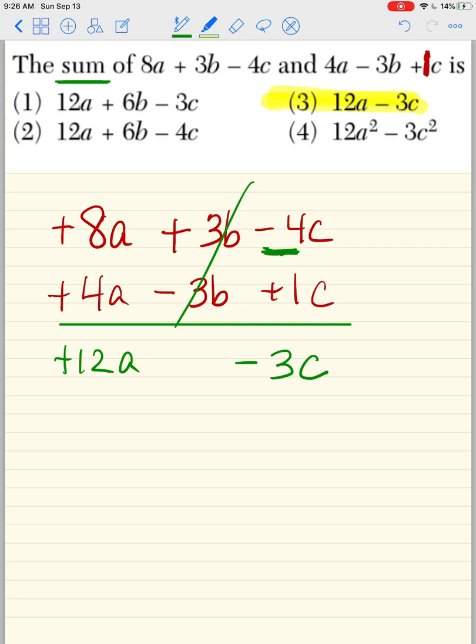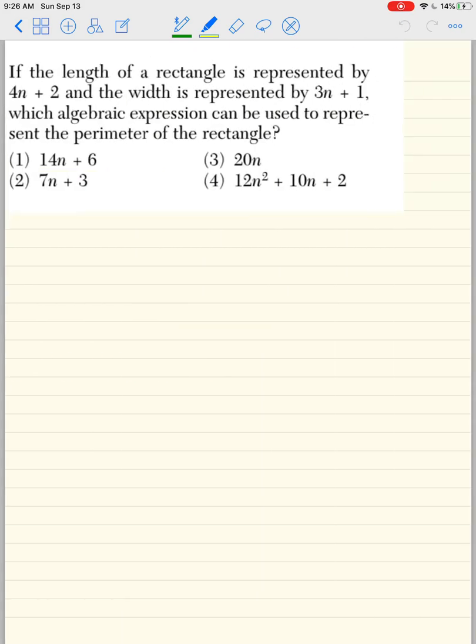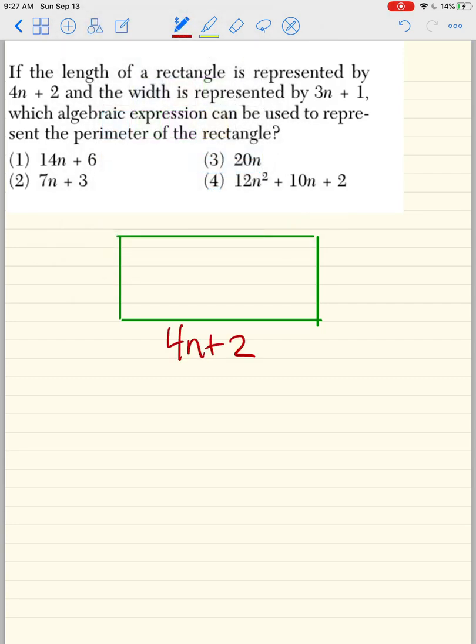So let's try another problem. Now this will be the last one on adding, and then we'll do subtracting. If the length of a rectangle is represented by 4n plus 2, okay, so what I probably want to do really fast is draw a quick rectangle. And then I'm going to say the length is 4n plus 2. So I love putting the 4n plus 2 on both sides, and the width is 3n plus 1.